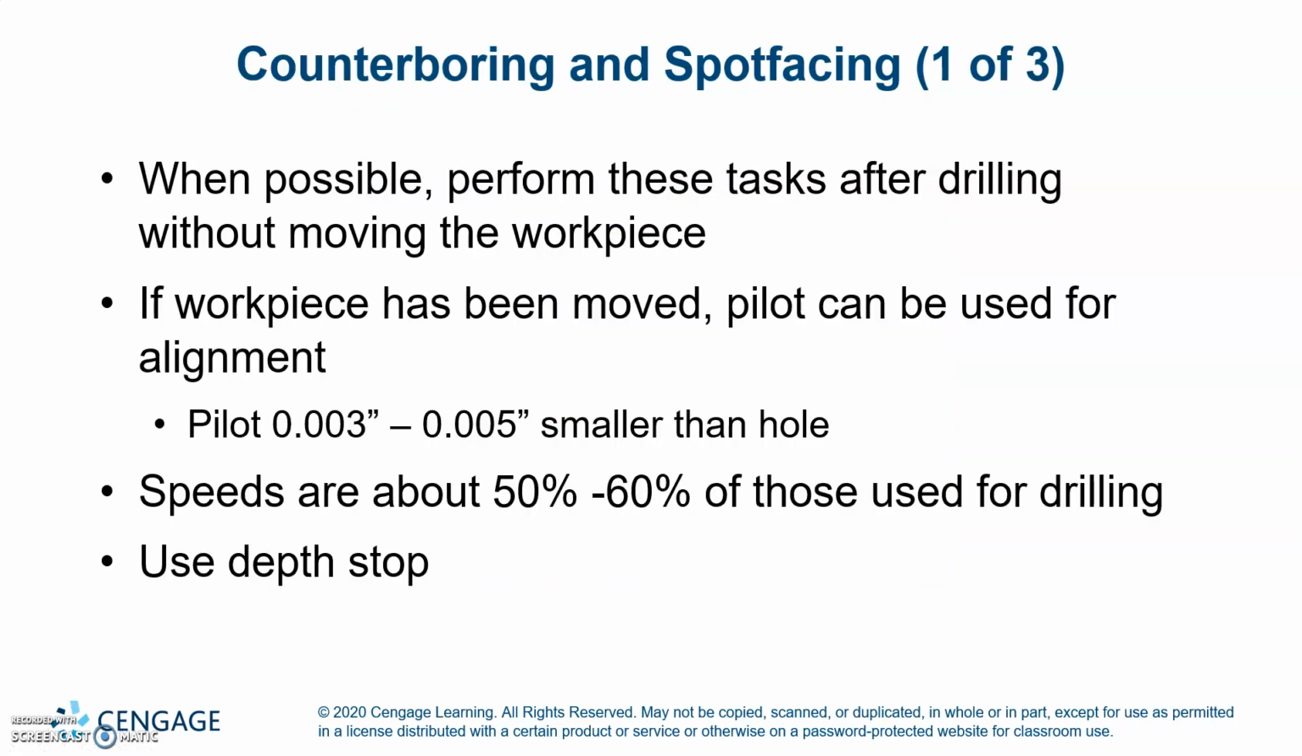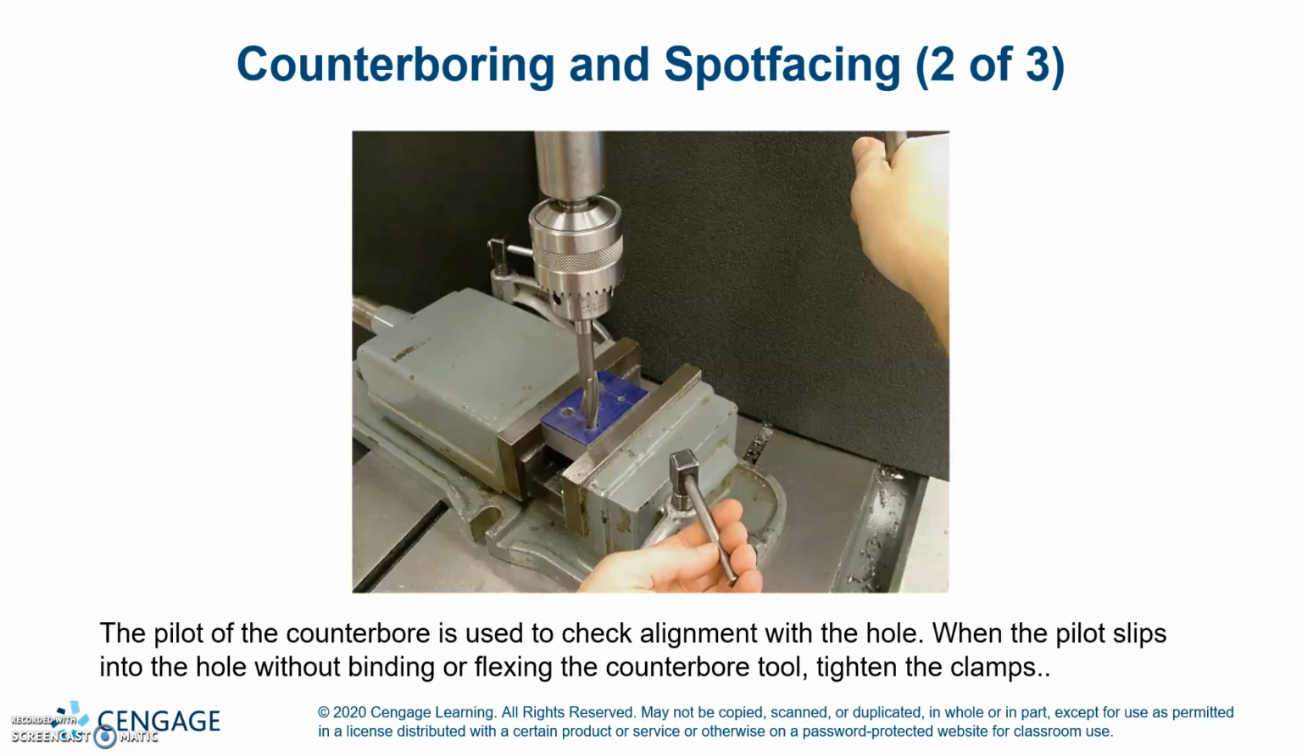Counterboring and spot facing. When possible, perform these tasks after drilling without moving the workpiece. If the workpiece has been moved, the pilot can be used for alignment. Pilot 3 to 5 thou smaller than the hole. Speeds are about 50 to 60% of those used for drilling, and use the depth stop.